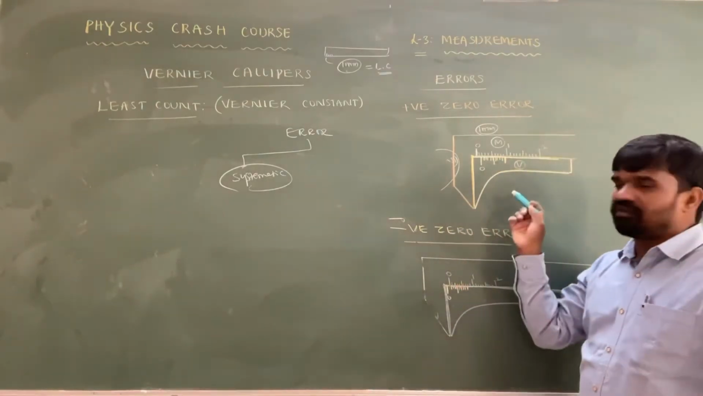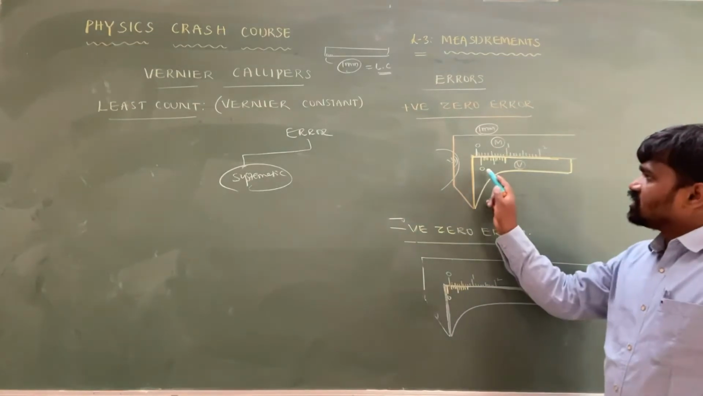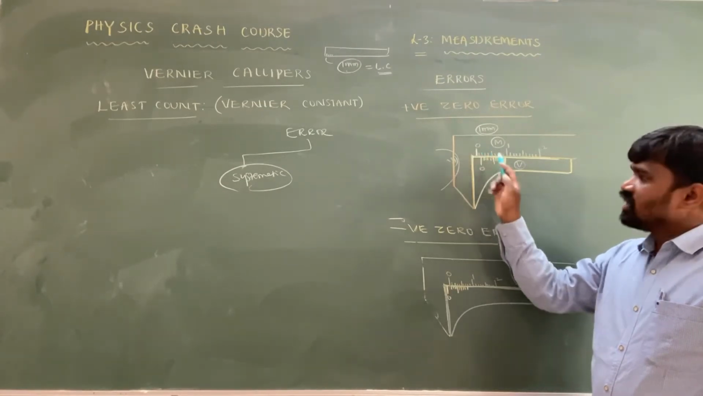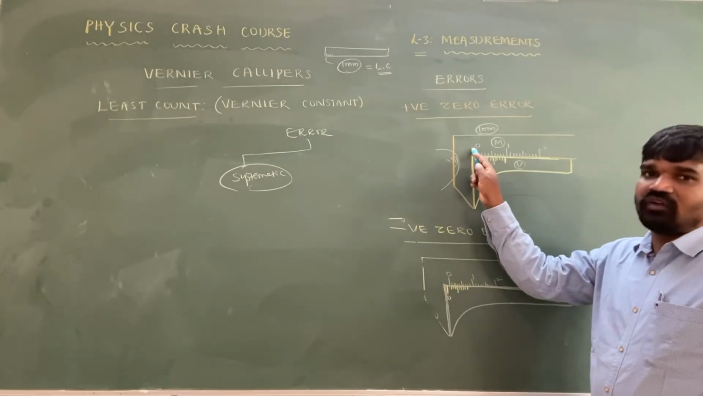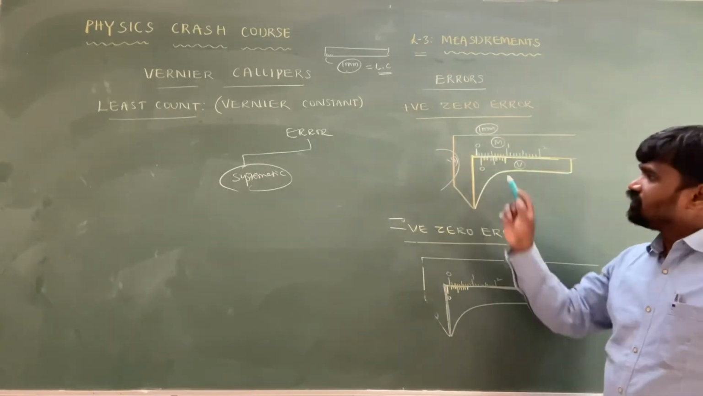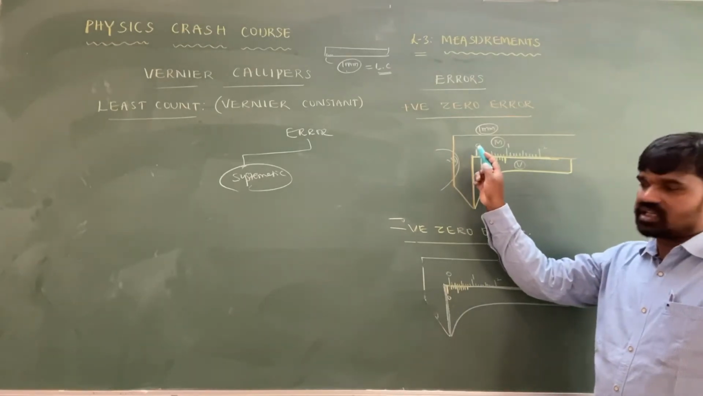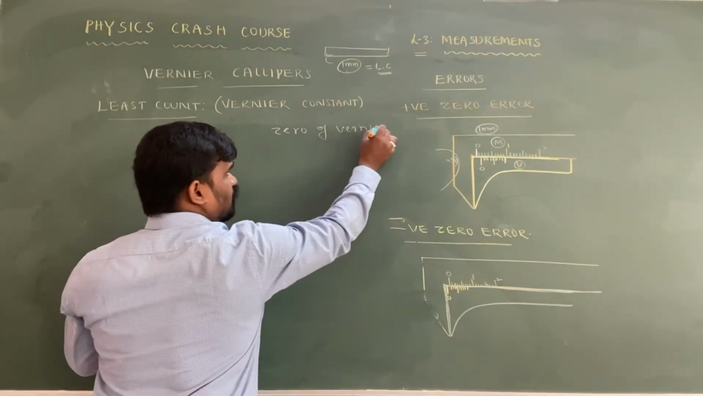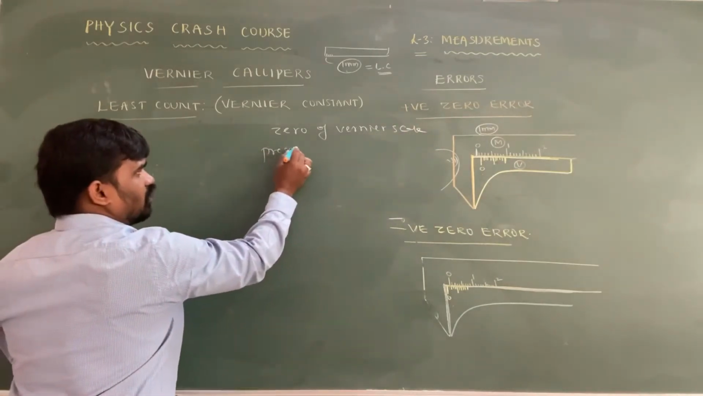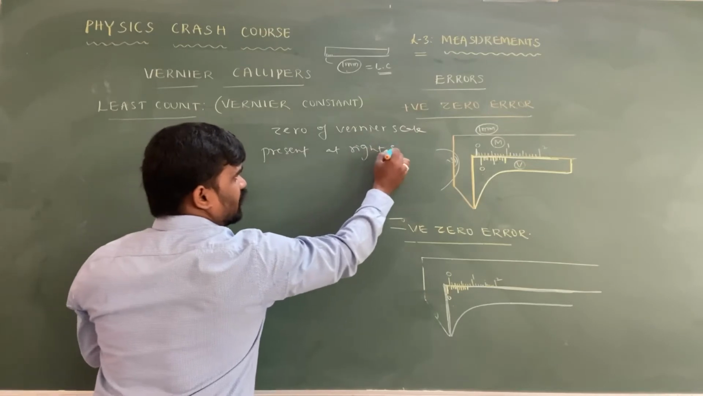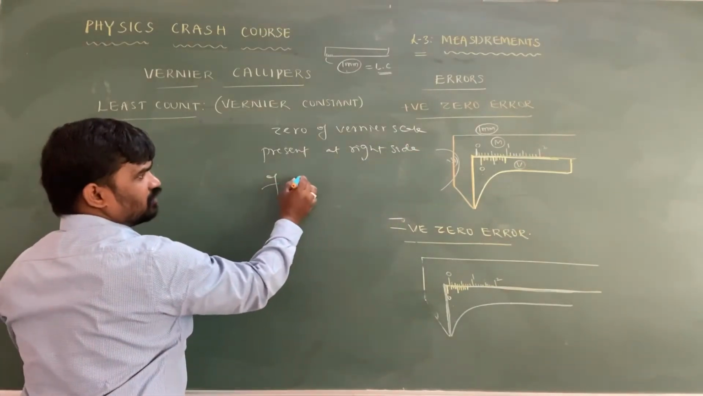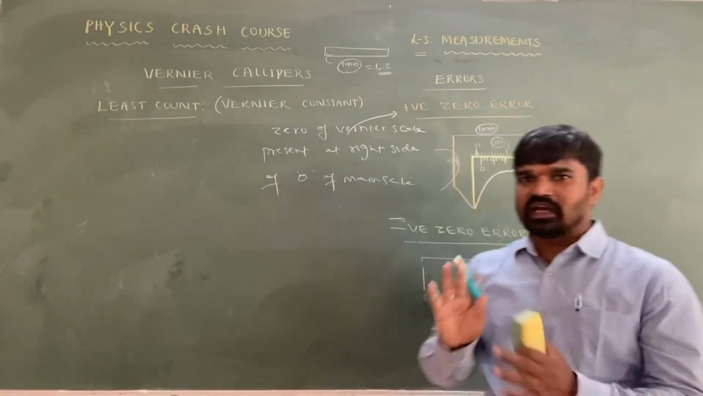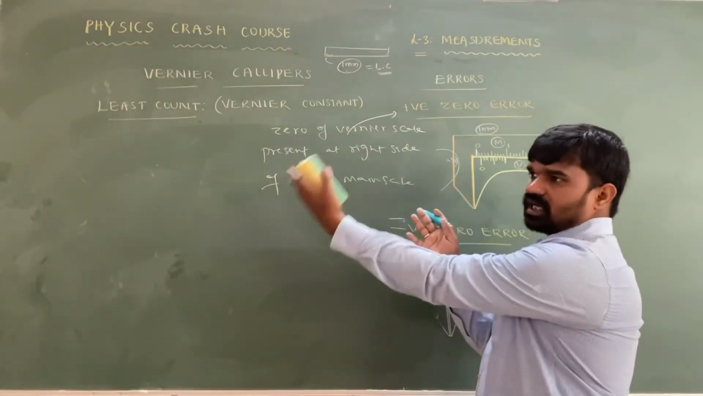Systematic errors might exist due to a manufacturing defect in the instrument. If there is a manufacturing defect in the vernier calipers, the zero of the vernier scale may not coincide with the zero of the main scale, and then there might be an error. If the zero of the vernier scale is present at the right side of the zero of the main scale, please remember this one, then the error is called a positive error. On the number line, the right side of zero has positive numbers and the left side of zero has negative numbers.